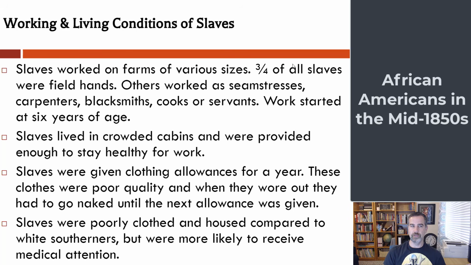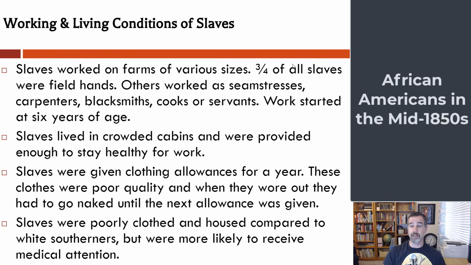But about 3/4 of all slaves, so 3 out of 4, were field hands, which means that they worked outside growing crops in the field. Others were seamstresses, so they would create clothing, carpenters, blacksmiths, cooks, and servants. And usually slaves started working at the age of 6 years old.